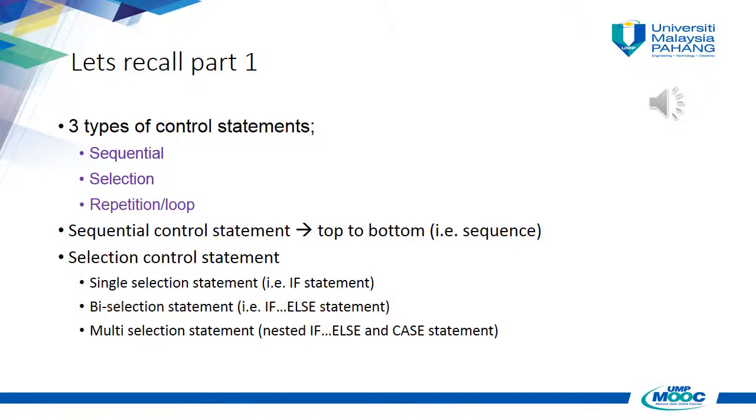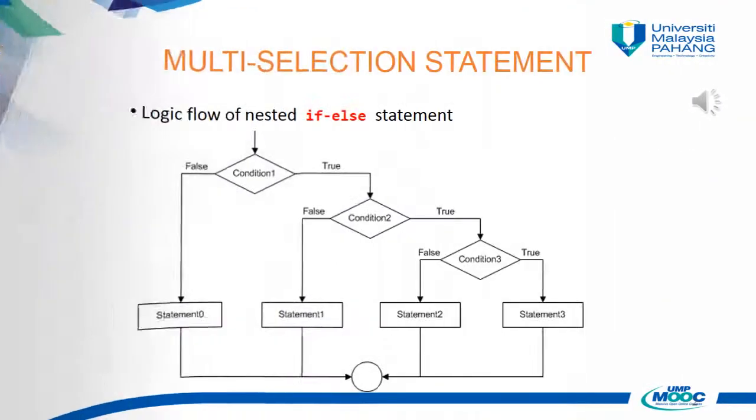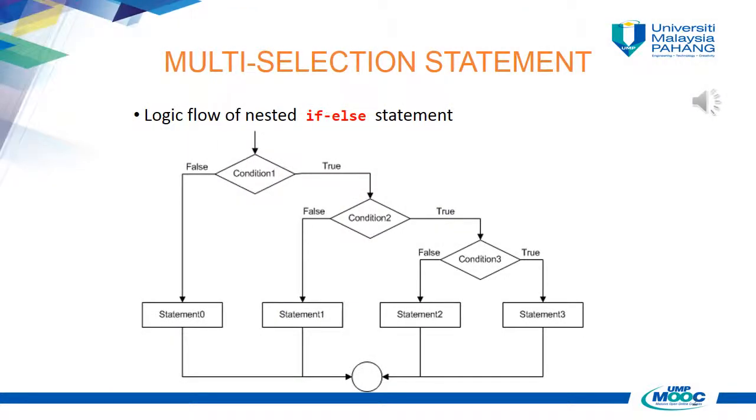In part 2, we will concentrate on the multi-selection statement, or normally referred to as the nested if-else statement. This video shows an example of a multi-selection statement or nested if-else statement. A nested if-else statement is the same as an if-else statement, when a new block of if-else statement is defined in an existing if or else block statement. It is normally used when the user wants to check more than one condition at a time.